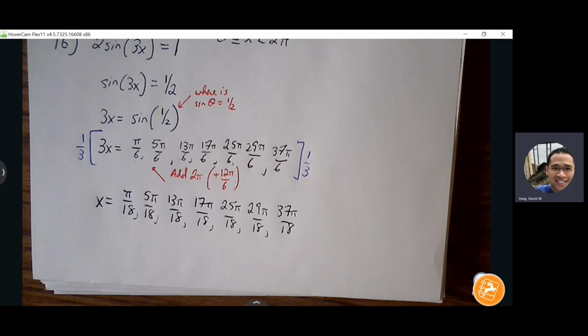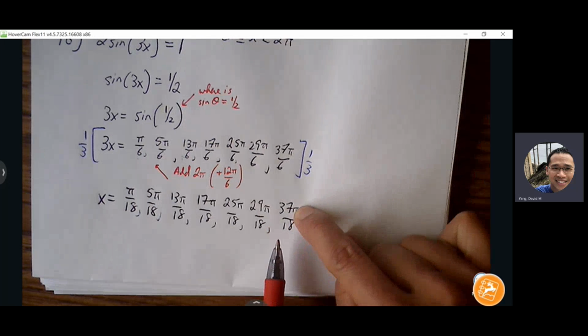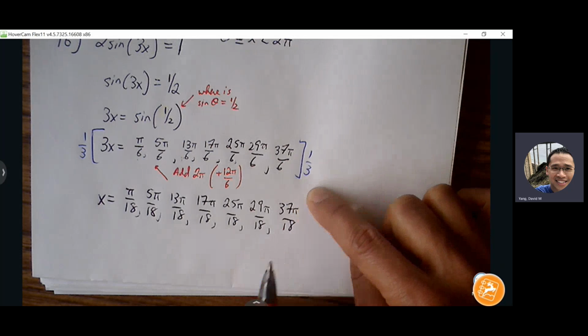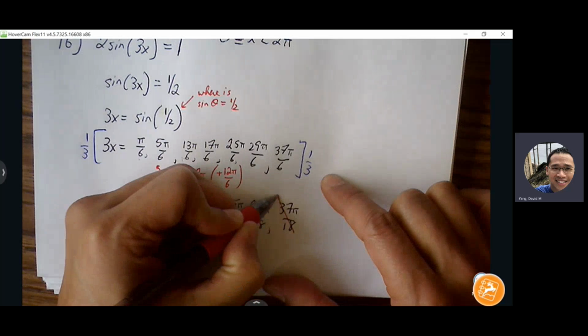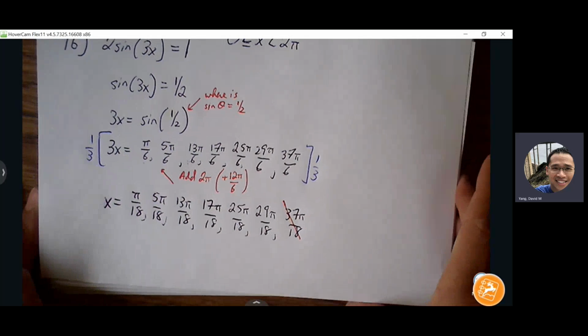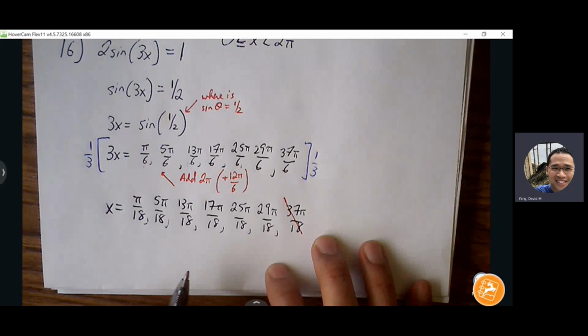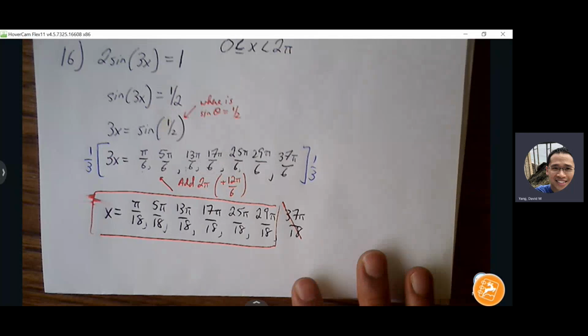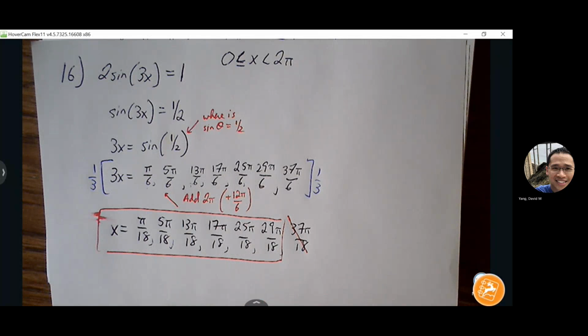Okay, do we keep all these values? Yeah, the last one is a little bit more than 2, right? You know that 36 over 18 is 2, so 37 over 18 is more than 2, so it's nice to have one that you can eliminate so you know that you're not missing one because you didn't go far enough. This one we don't keep because we're only restricting between 0 and 2 pi, so we can stop.